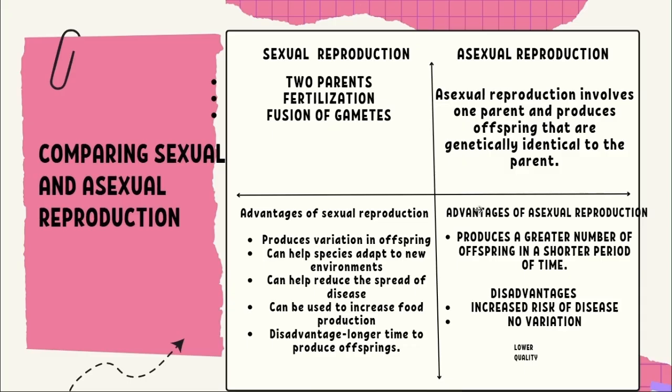But what if there is something wrong with the parent? It means every offspring will have that issue as well. You get what I mean? With sexual reproduction, you never really know whether they have the disease or they don't. You honestly won't know because variation makes the difference in sexual reproduction.